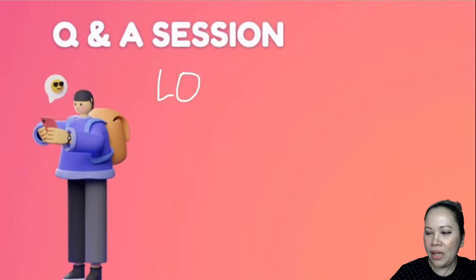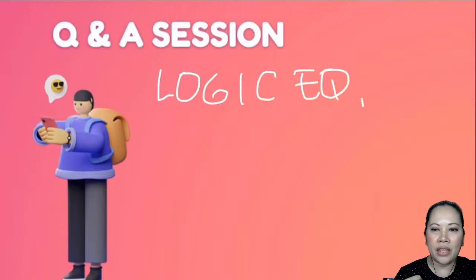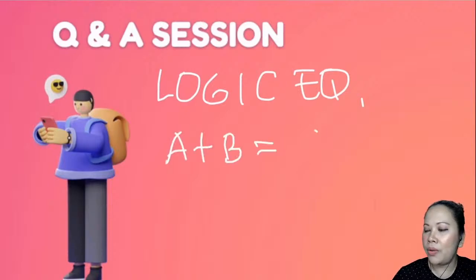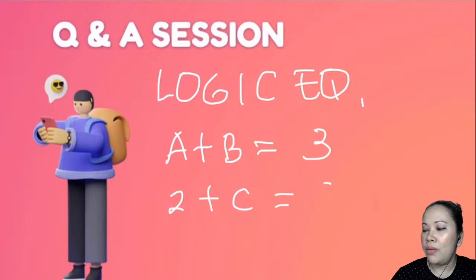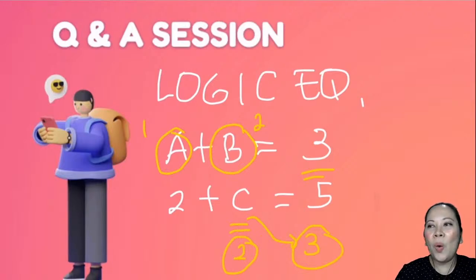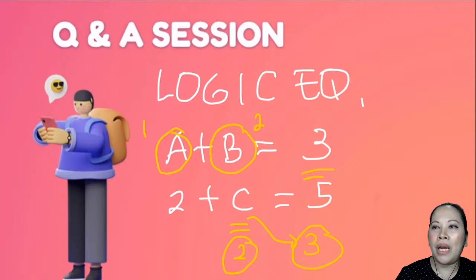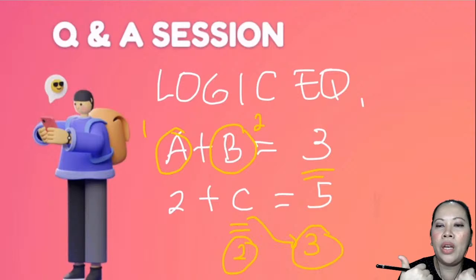So first is our logic equation, followed by guess that country using emojis. For the logic equation, I'll be giving you something like A plus B equals 3, and 2 plus C equals 5. If you use 1 for A and 2 for B, that will give you 3, right? You cannot use 2 or 1 for C anymore. So C should be 3, and 2 plus 3 will be 5. You can only substitute or represent each letter once. I will give you the equation in a while. Are we ready to play? Please send me a thumbs up if you're ready to play, and we start with the logic equation.